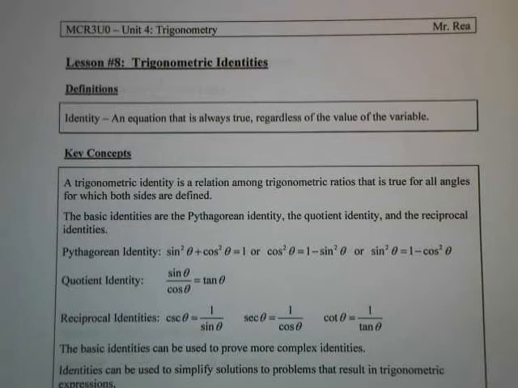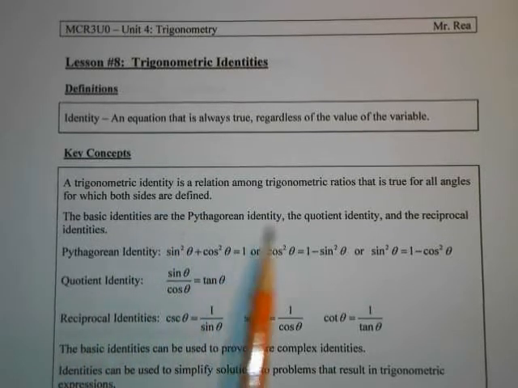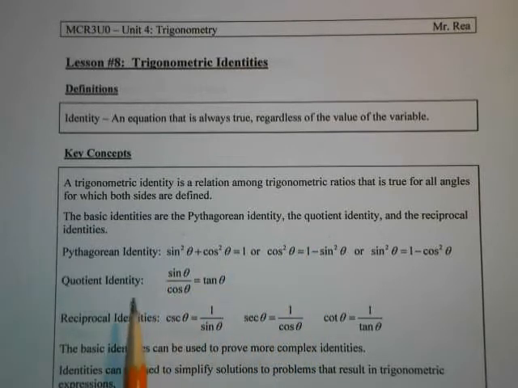Now, what do we use to prove this? Well, we start with these basic identities. So these things are confirmed to be true, and we can use them anytime we want. So these are the Pythagorean identity, quotient identity, and reciprocal. So you've seen the last two here.